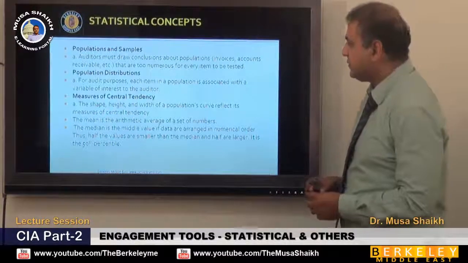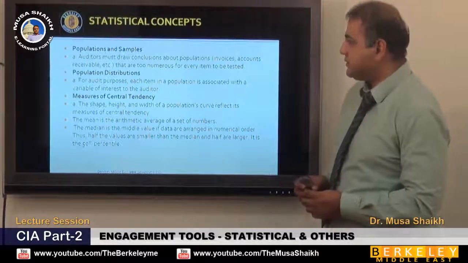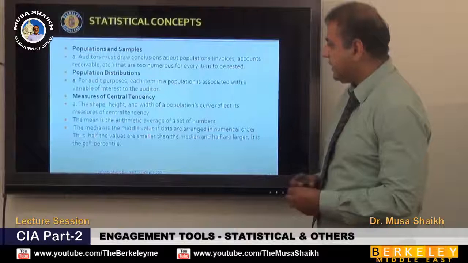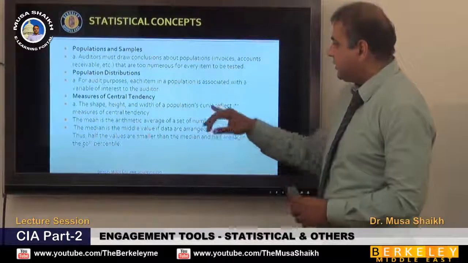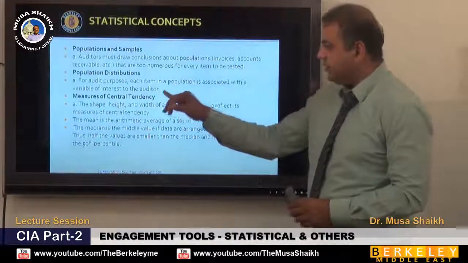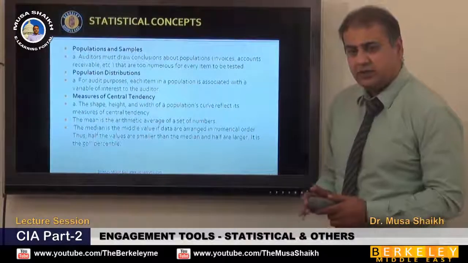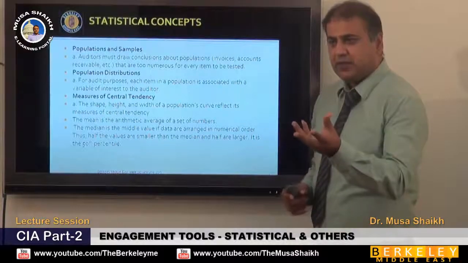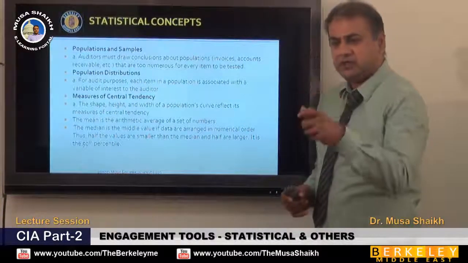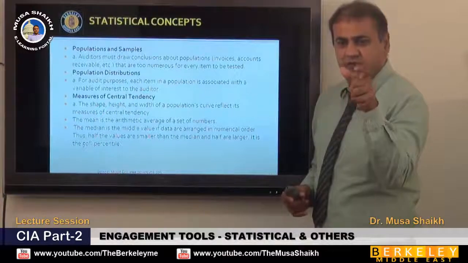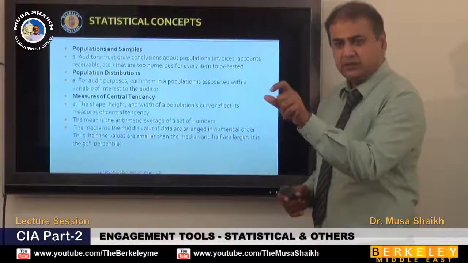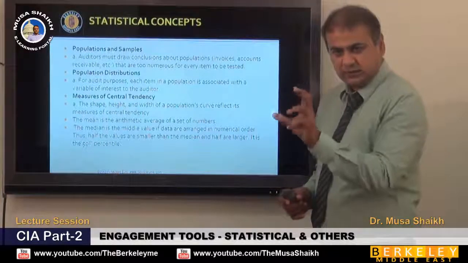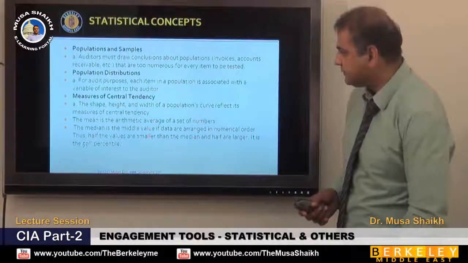The auditor must draw a conclusion about the population: invoices, accounts receivable. For audit purposes, the population is associated with the variable of interest to the auditor. Then you have to make a distribution, like in stats we make a frequency distribution: how many fall in this age range, how many are high school passed. So we make one distribution about that.